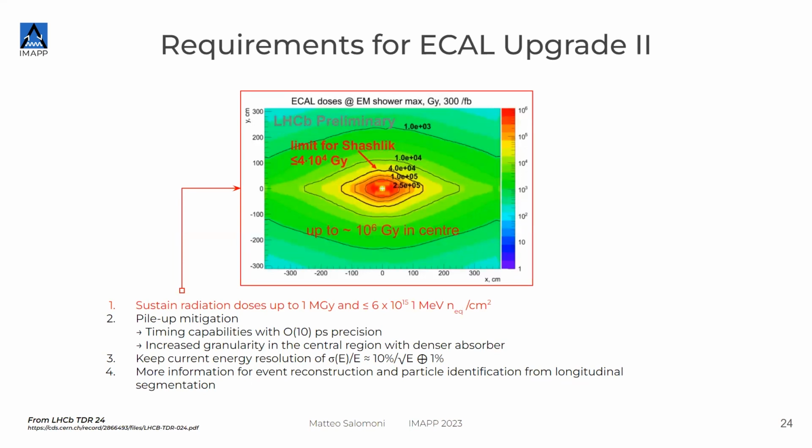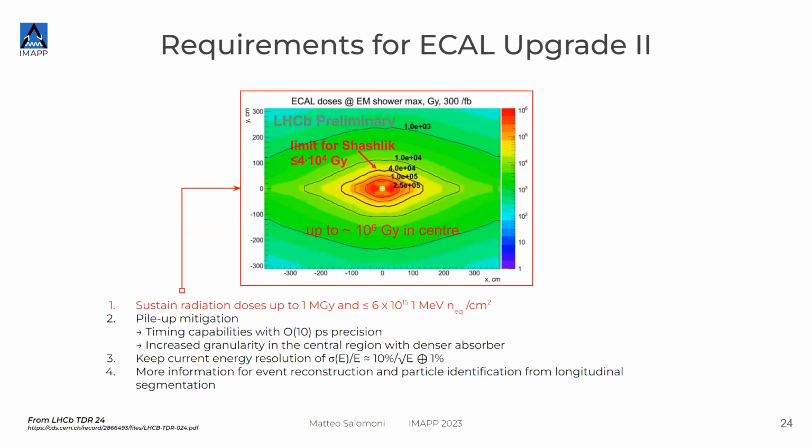And the upgrade has to cope with the fact that there will be much more radiation during Run 4 and Run 5, which will start in 3-4 years from now. So we have to develop new technology because the current Shashlik technology cannot cope with that.